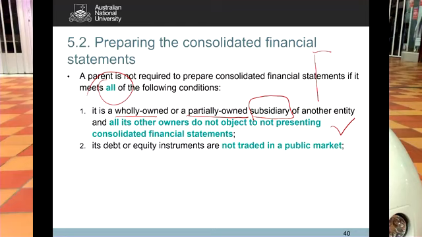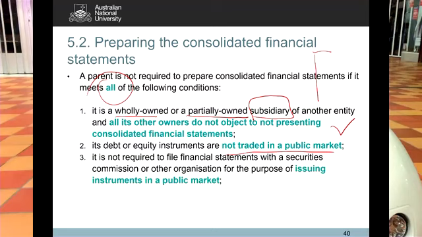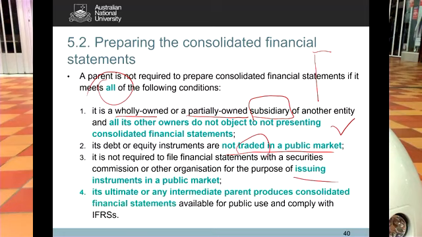Okay? And it is not traded in the public market. So you don't issue debt or equity. It's not a listed company. And if it's not about to issue any instrument in the public market, so you don't really want to issue debt or equity in the public, first of all, you are not traded, not listed there. Second, you are not issuing any new debt or shares. Then your ultimate or any intermediate parent produces consolidated financial statements. So you are fine. Okay?